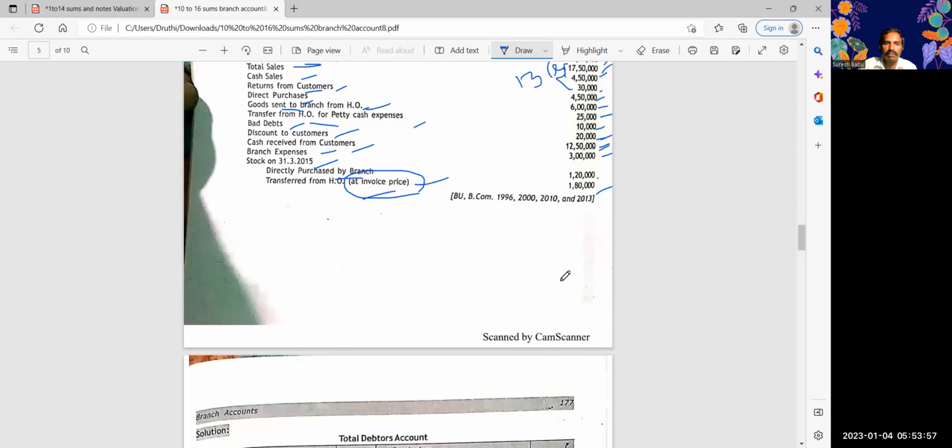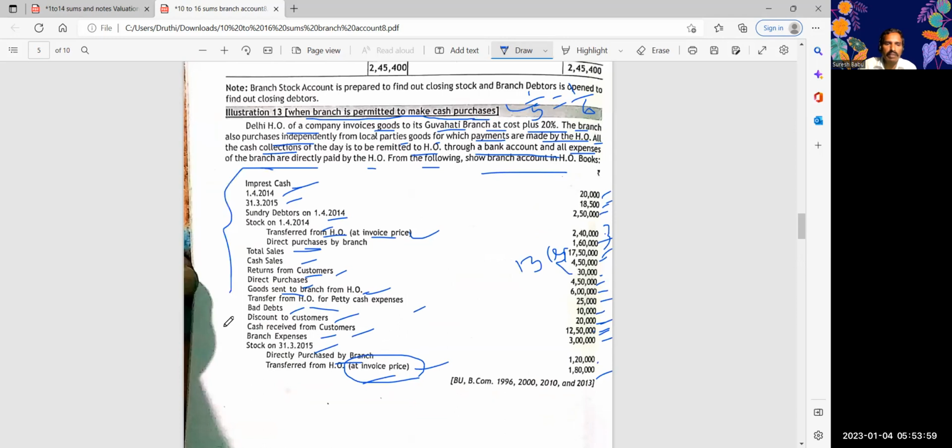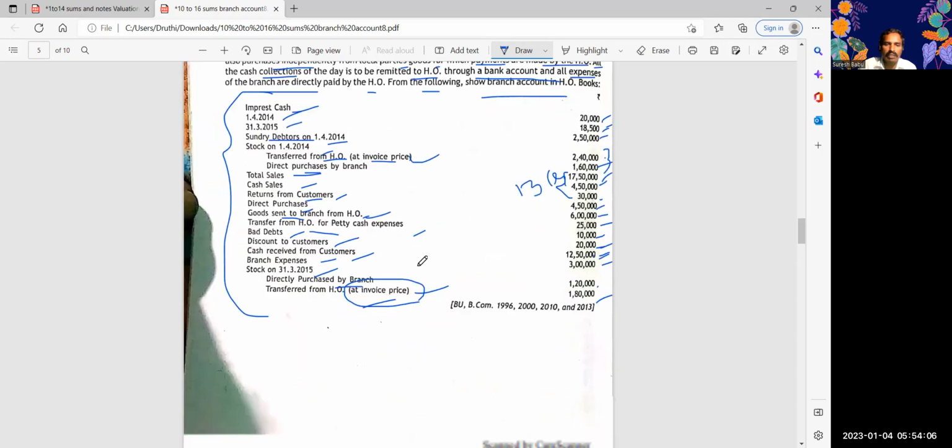First, what has not been given? It is known very clearly that closing debtors is missing. See, opening is given, closing is not given. So find out as usual. To balance brought down, 2,50,000, by balance carried down, balancing figure. This is not known now. This will be known towards the end.